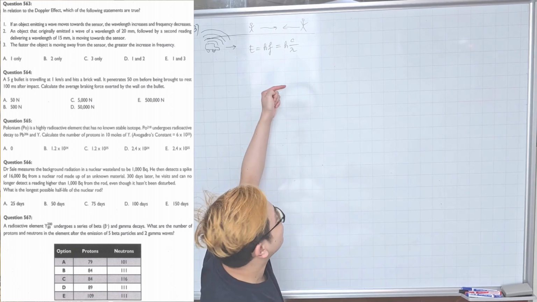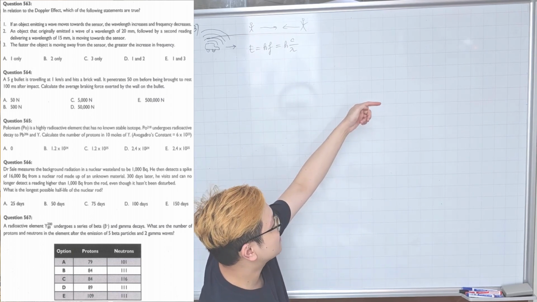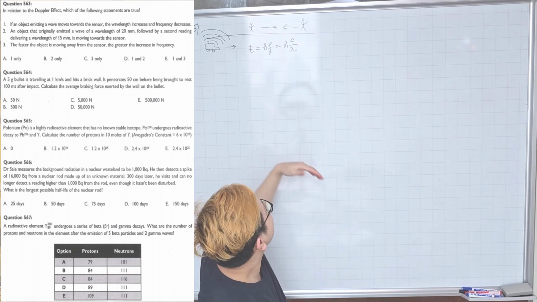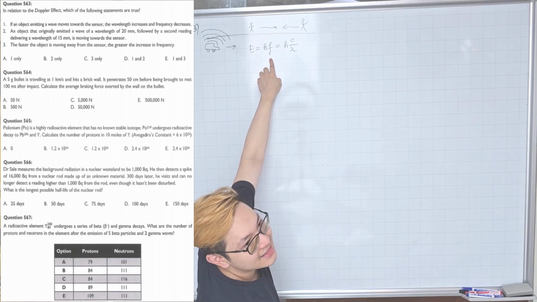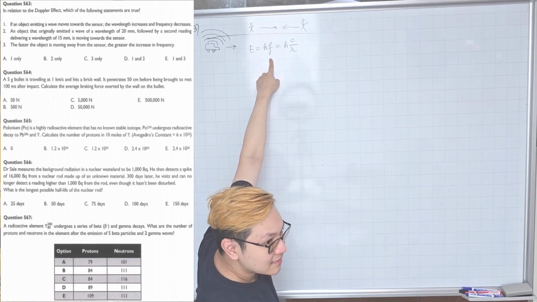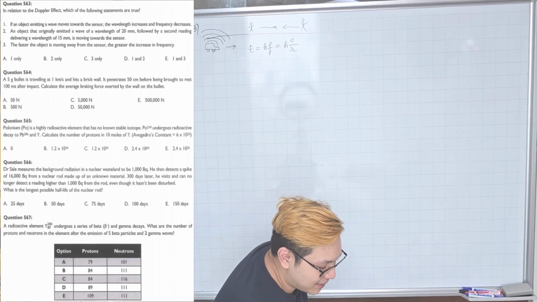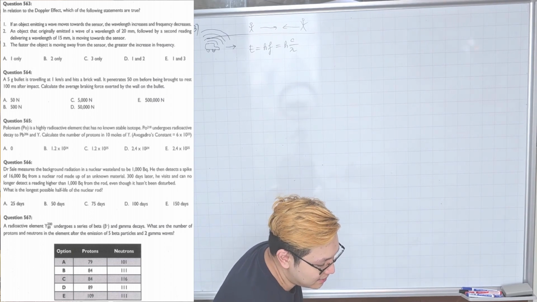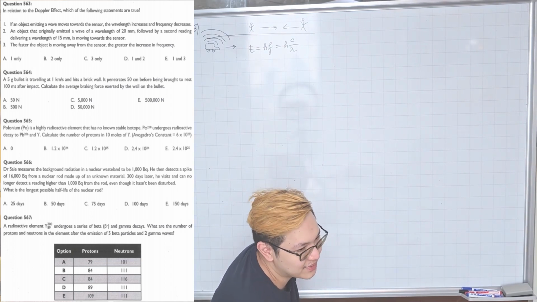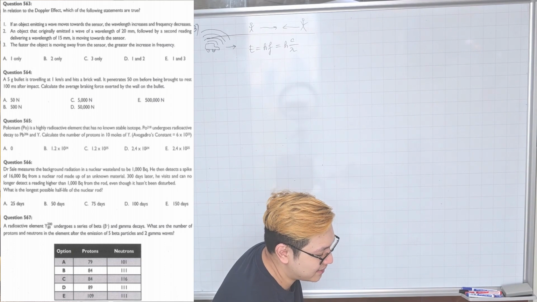So if it's moving away from the sensor, energy will decrease, right? So it means F will decrease, right? So you cannot see a decrease in an increase in frequency now. So number 3 is đúng rồi.